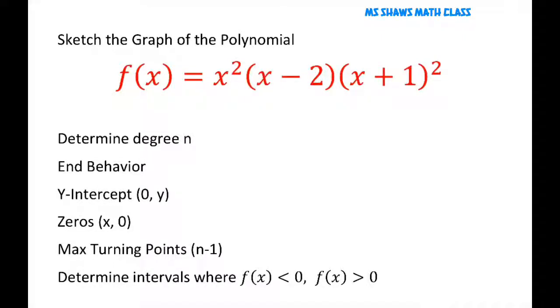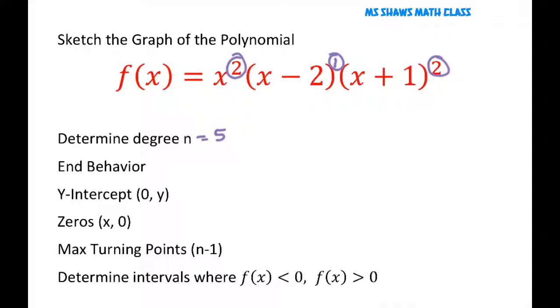Hi everyone, we're going to sketch the graph of this polynomial f of x, and let's fill out some information. The first thing we notice, it's not in standard form, so let's determine our degree. If you look at your multiplicities here, we have 2 plus 1 plus 2, so our degree is just going to be 5.